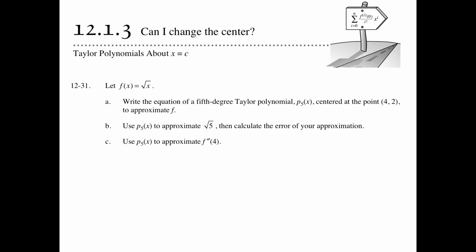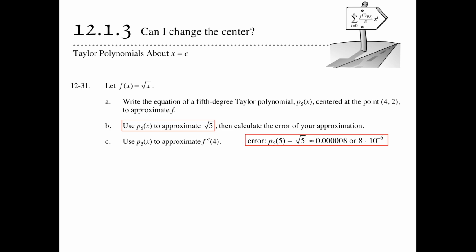And in problem 12-31, students will write a 5th degree Taylor polynomial centered at x equals 4 for y equals the square root of x. They will use this polynomial to approximate the square root of 5. They will find that the error of their approximation is very small, which is a marvelous thing.